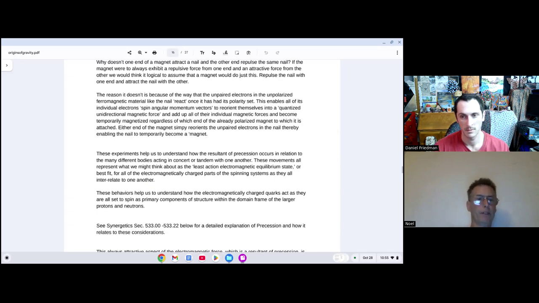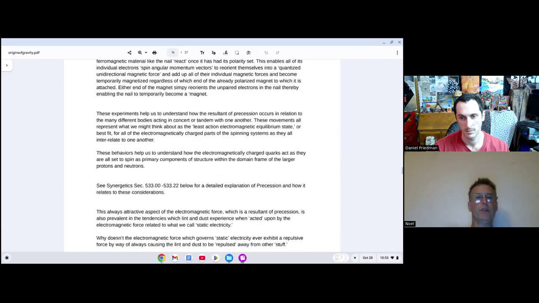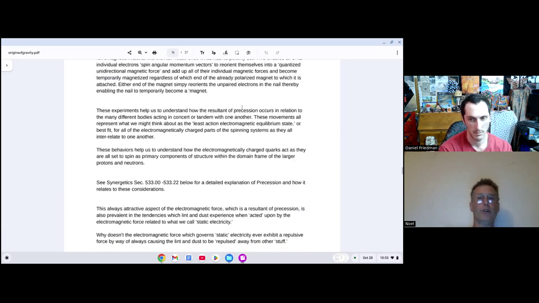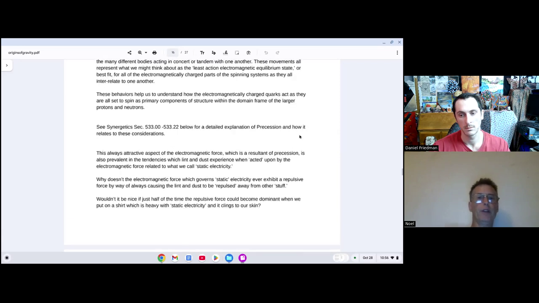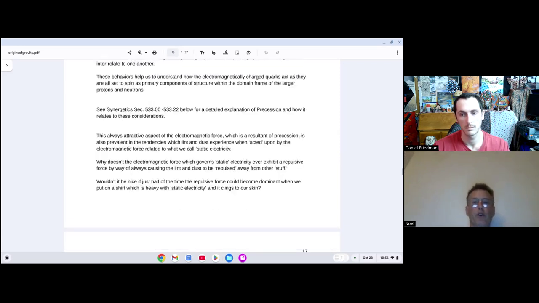become itself magnetized. These experiments help us to understand how the resultant of precession occurs in relation to the many different bodies acting in concert or tandem with one another. These movements all represent what we might think about as the least action electromagnetic equilibrium state, or best fit, for all the electromagnetically charged parts of the spinning system as they all interrelate to one another. These behaviors help us to understand how the electromagnetically charged quarks act as they all are set to spin as primary components of structure within the domain frame of large protons and neutrons.